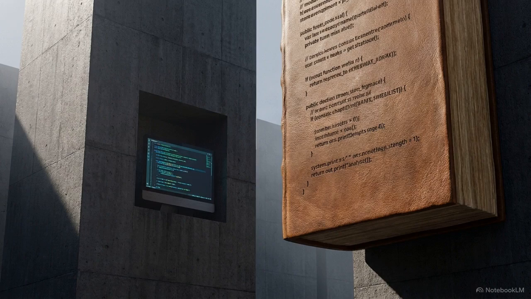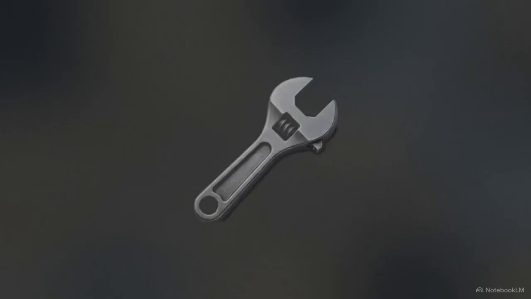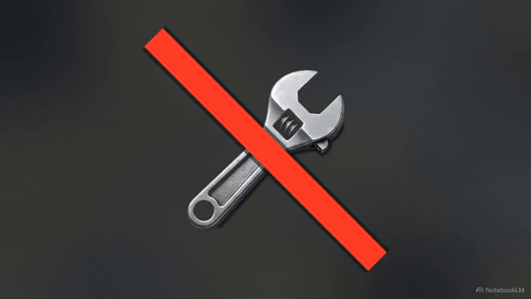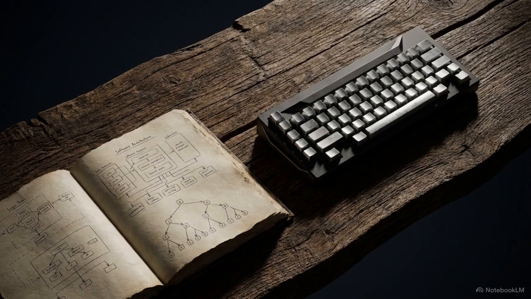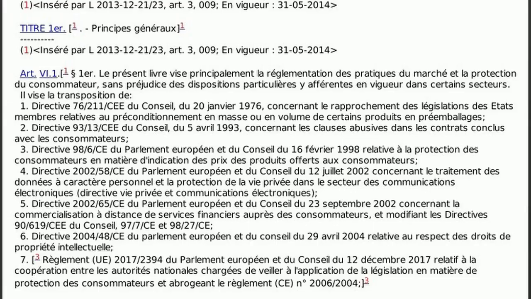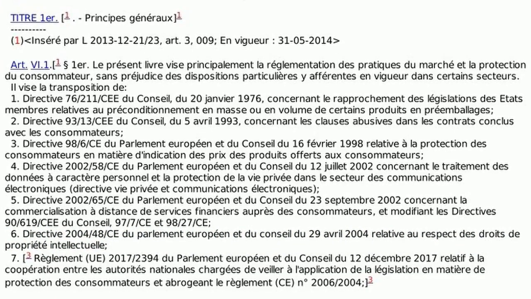Under the Belgian Code of Economic Law, a line of computer code is legally assimilated to a literary work. It is granted protection not because it is a tool, but because it is viewed as an intellectual creation unique to its author. This legal status is rooted in European directives. As highlighted here in point 6, these rules establish a standardized framework for respecting intellectual property across all member states.